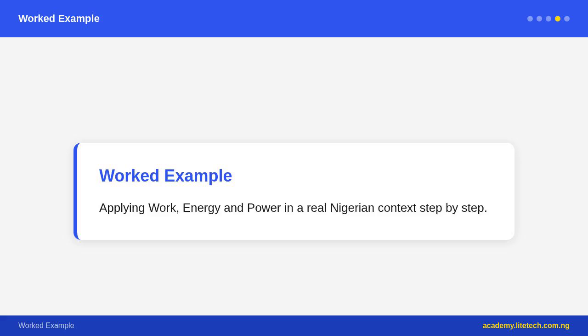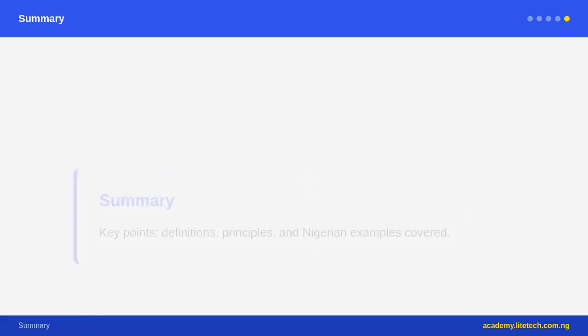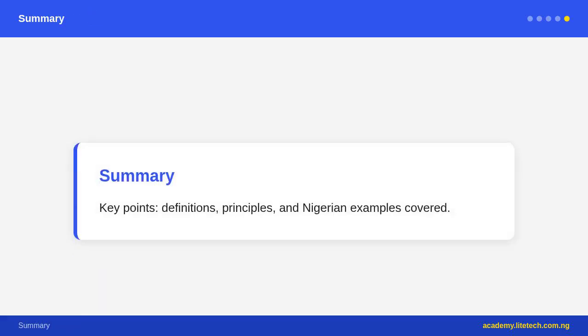Chemical energy, stored in chemical bonds: food, fuel, batteries. Thermal or heat energy, due to temperature. Electrical energy, moving electric charges. Sound energy, vibrating particles. Light or radiant energy, electromagnetic waves. Nuclear energy, stored in the nucleus. Law of conservation of energy: energy cannot be created or destroyed, only converted from one form to another. Total energy in a closed system is constant. Ball falls, gravitational potential energy to kinetic energy. Kettle boils, electrical energy to thermal energy.